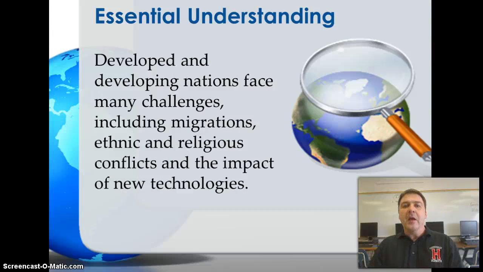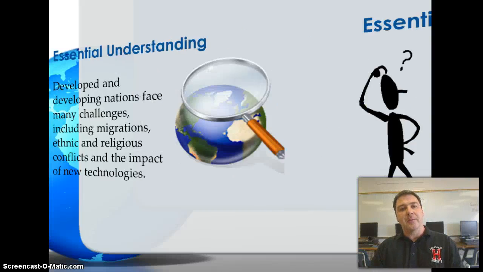Some essential understanding to help us with this standard is that the developed and developing nations, both rich and poor countries in the world, face many challenges, and these include migrations or the movement of people, ethnic and religious conflicts, and figuring out how to best use the many new technologies that we have for their good aspects and not abuse them for their bad aspects.